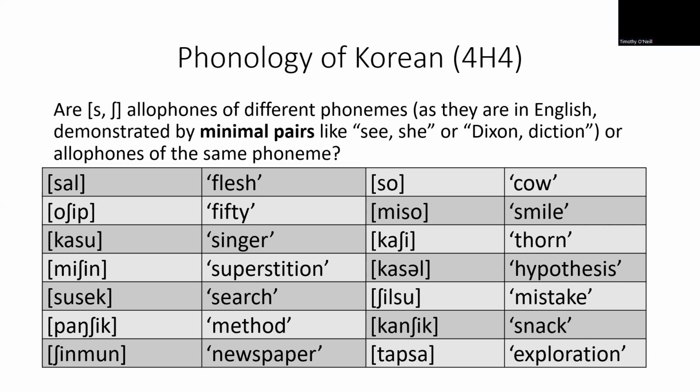So what you're going to do for your 4th hour assignment is look at this list of Korean words and make a list of the environments and see which one is the phoneme and what is the phonemic, the allophonic relationship between the two of them. And so that'll be your 4th hour, and we'll go over that in class next time.